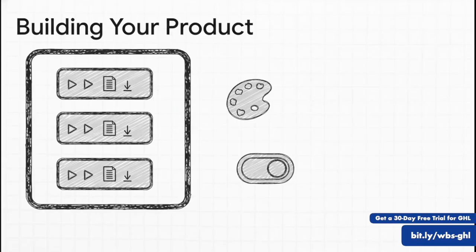So building the product is pretty straightforward. You create what they call categories, which are basically just your modules. Inside those categories, you add your lessons, then you just upload your stuff, videos, text, PDFs, whatever. You can tweak how the course player looks, and you can keep your lessons in draft mode until you're ready for them to go live.